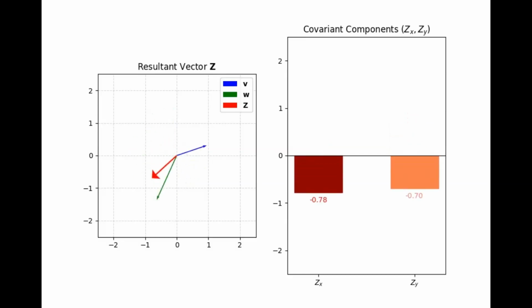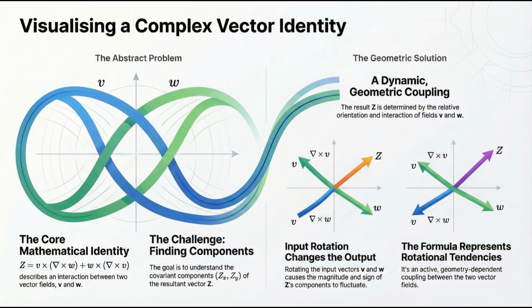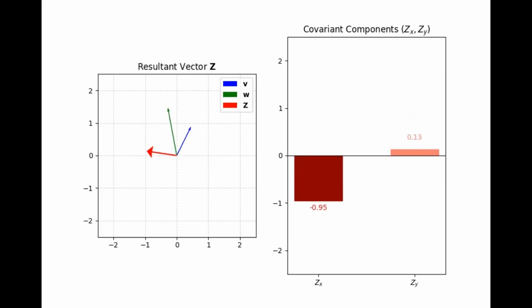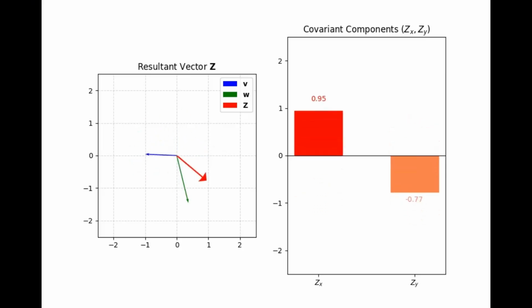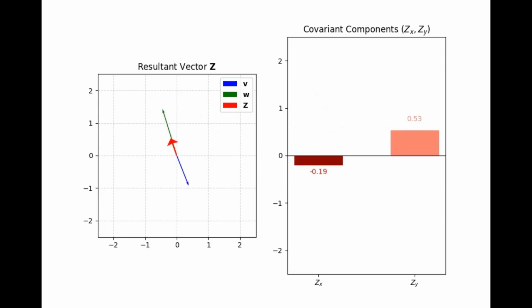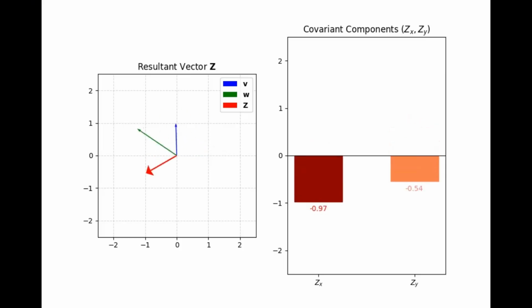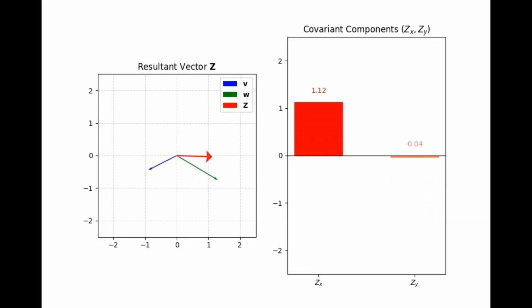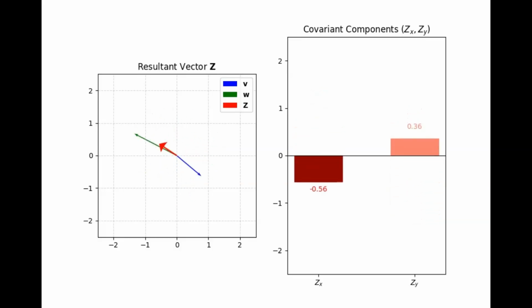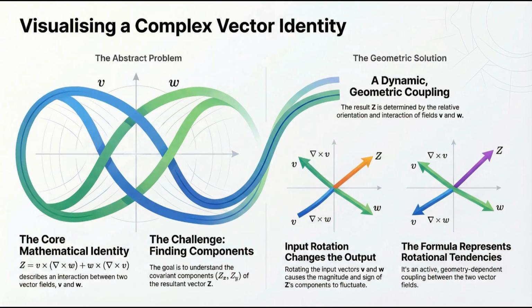All right, so let's break this down into the three key takeaways you really need to get. First up, the result. The output components of this identity, we call them covariant components, are instantly determined by how the two input fields are oriented. As those inputs twist, the output size and direction are constantly changing. This proves the identity isn't static, it's an active, geometric-dependent coupling, showing how the fields dynamically influence each other's rotation.